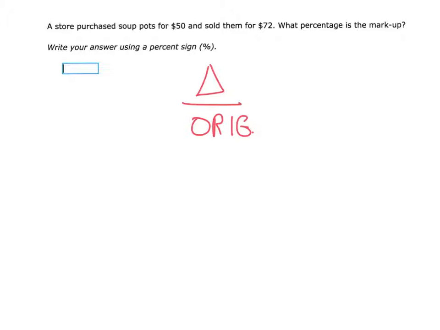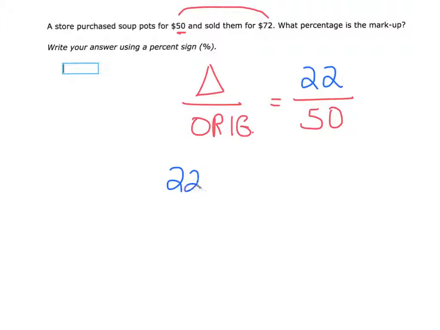So the amount of change in this case, well, the original amount, let's do that. It started off at 50. That's what they paid. That was the original amount before they added their markup. And now the question is, if it went from 50 to 72, how much of a change is that? How much of a change is it to go from $50 to $72? I'll pause for a second. That's right, it's $22. So if I want to find the percentage change, I'm going to take 22 divided by 50.